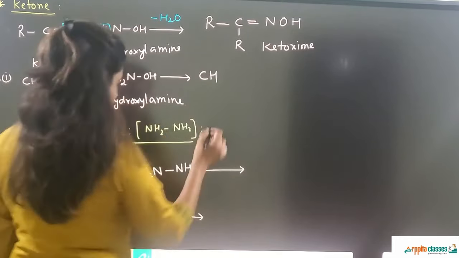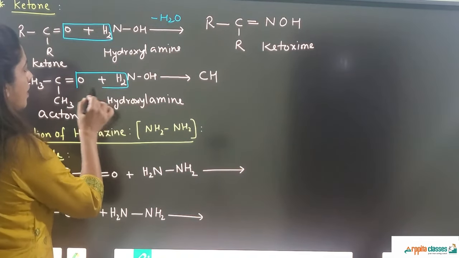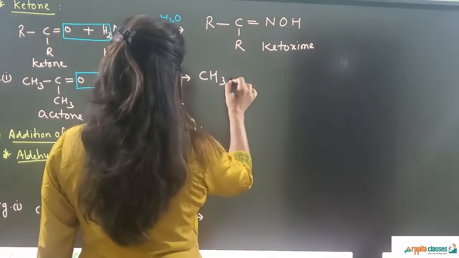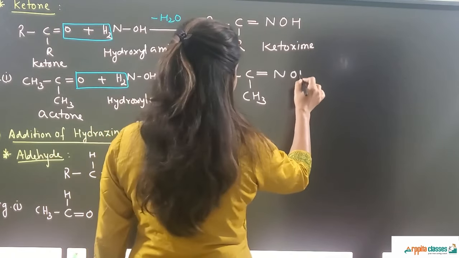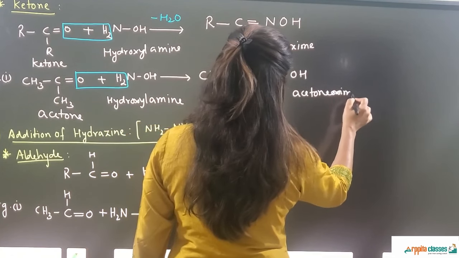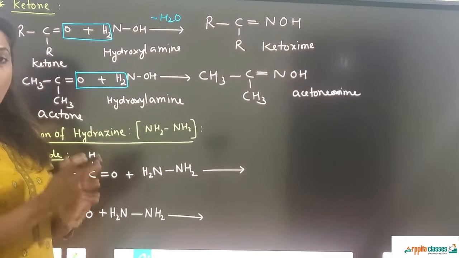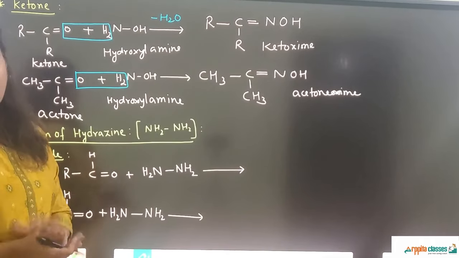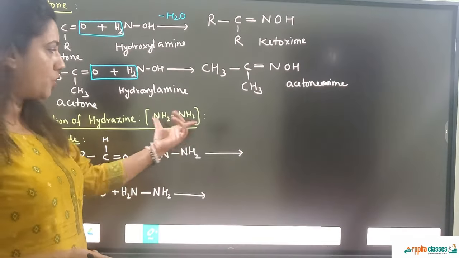So the product is, again, remove the water molecule, and now write down the rest of the things together: CH3, C, CH3, double bond, NOH. This is called acetone oxime. So this is how we have to add all the ammonia derivatives with your aldehydes and ketones. Okay. So let's see the next ammonia derivative, which is hydrazine, NH2NH2.